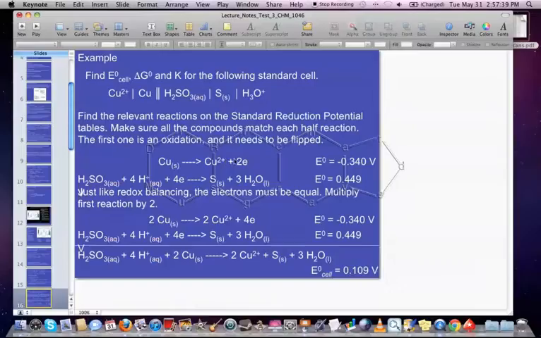Now keep in mind, when I multiplied this by 2, I didn't touch the E naught. The E naught value stays the same. And if you go back to the previous mini lecture, you'll see my reasoning for that has to do with this voltage being an intrinsic property. It doesn't matter what I multiply this by, it isn't going to change the voltage. It'll still be minus 0.340 volts. So I add the reactions together, I add the E naughts together, I get my E naught cell value. It's positive 0.109 volts. So this would be a spontaneous process, I know that, because the E naught cell is positive.